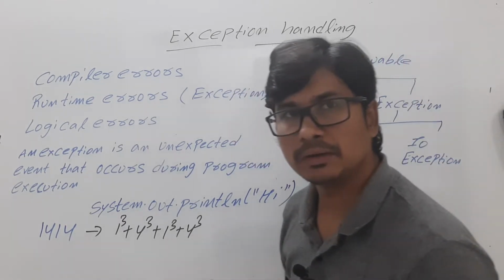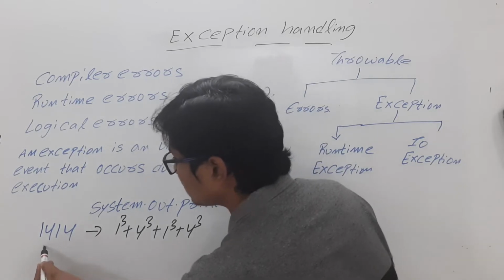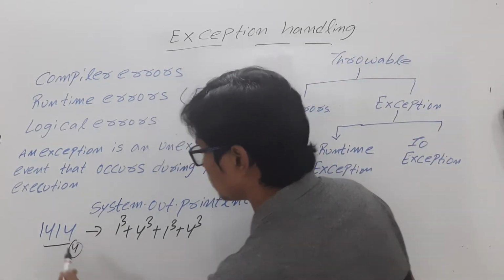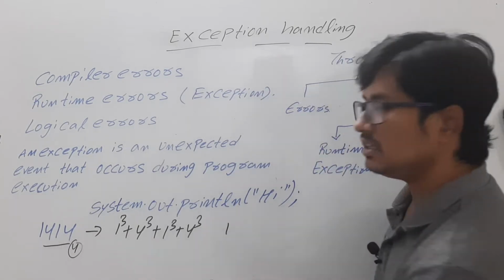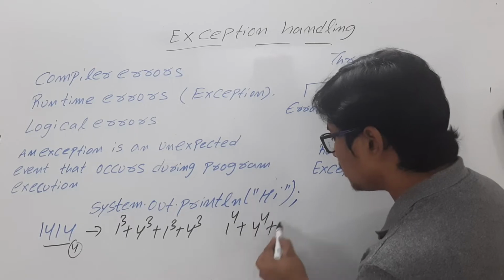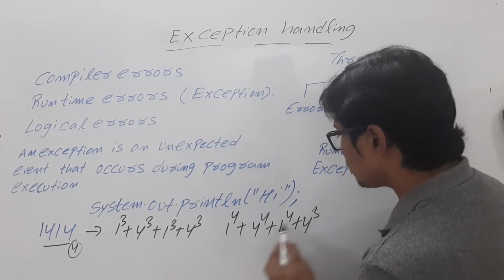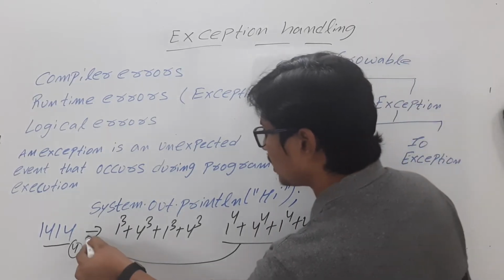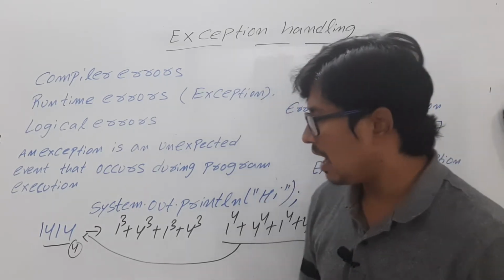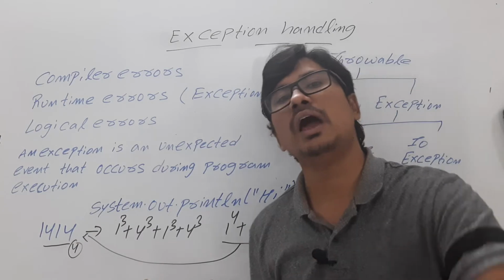Why is this logic wrong? Because what is an Armstrong number? First you need to find the number of digits. How many digits are there in this one? 4 digits are there. Then you need to take each digit to the power of the number of digits, and compute the sum. If this total sum is equal to 1414, then you can say that it is an Armstrong number. Otherwise you can say that it is not an Armstrong number.